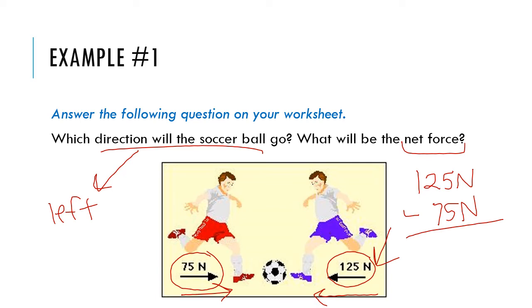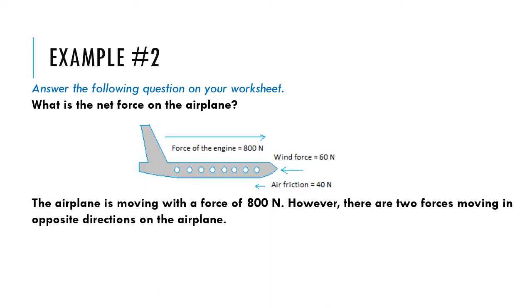So what do we get? We get a 0. Make that a 12. That crosses out. 12 minus 7 is what? 50 newtons would be our net force. All right, example 2. What is the net force on the airplane?